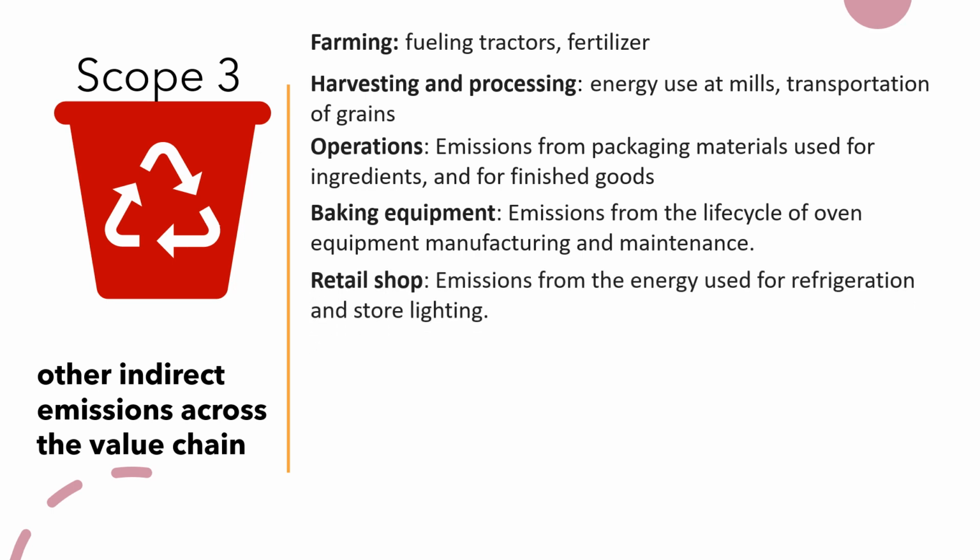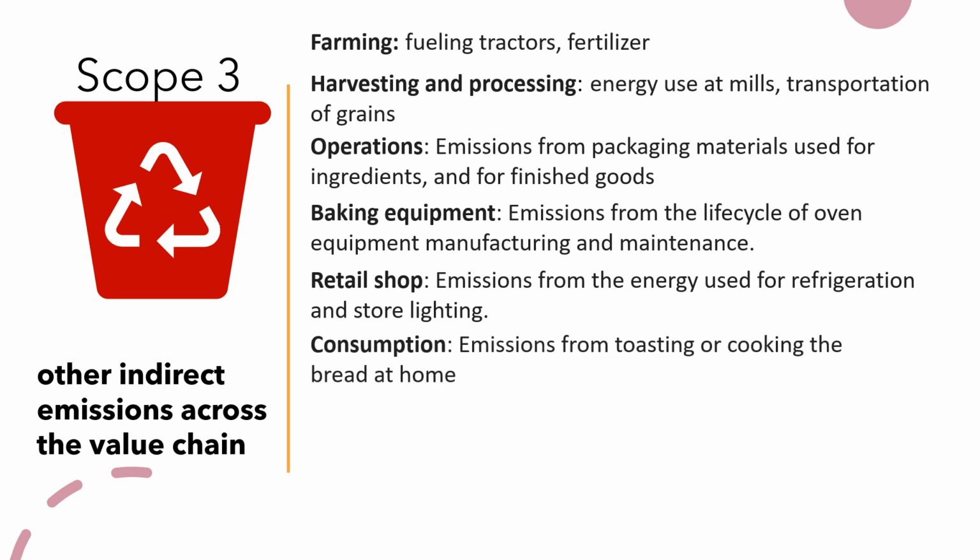Then you look at the retail shop. Imagine you have an outlet, or you have another person you supply bread to, or you supply stuff to. Emissions from energy used in those stores, either as store lighting or preservation, those are scope 3 emissions. Consumption. So I love to toast bread. As long as I'm toasting my bread, the emission that comes as a result of me toasting the bread is a scope 3 emission for the bakery I bought the bread from.